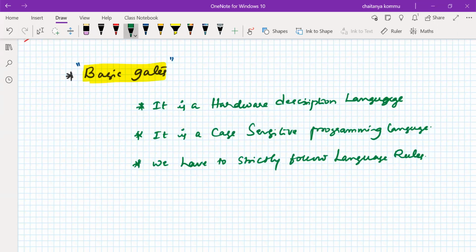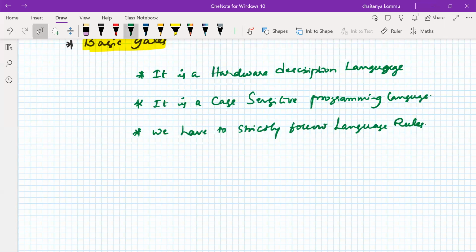Okay, fine. So these are the 3 important points that we should remember. It's case sensitive, we should follow language rules, and it's a hardware description language. And a fourth point we should also remember: any digital circuit can be viewed as an external view and an internal view. Any digital circuit can be viewed as a black box, consisting of an internal view as well as an external view.